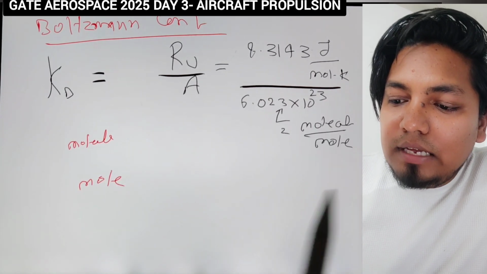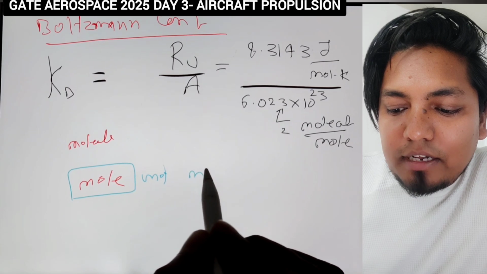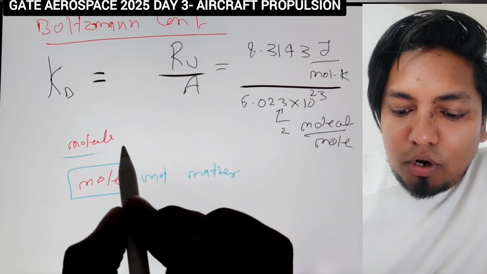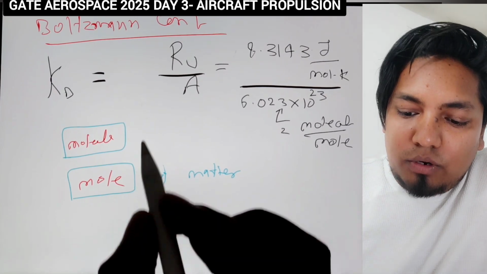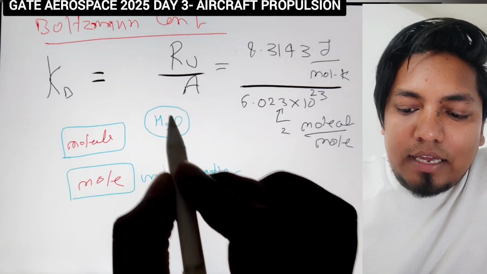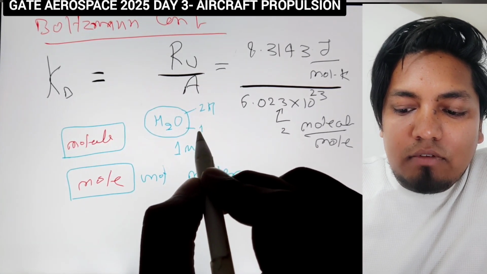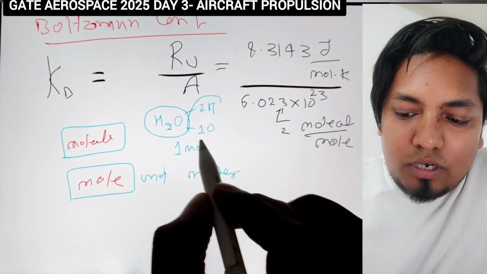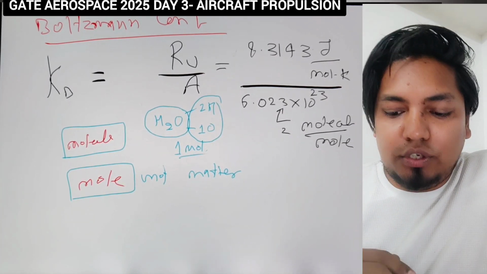See, mole is the unit to measure matter, but molecule you know very well. When atoms combine, they form a molecule. For example, H2O. Here I have one molecule, but 2 atoms of hydrogen and 1 atom of oxygen. So I have total 3 atoms, but only 1 molecule.